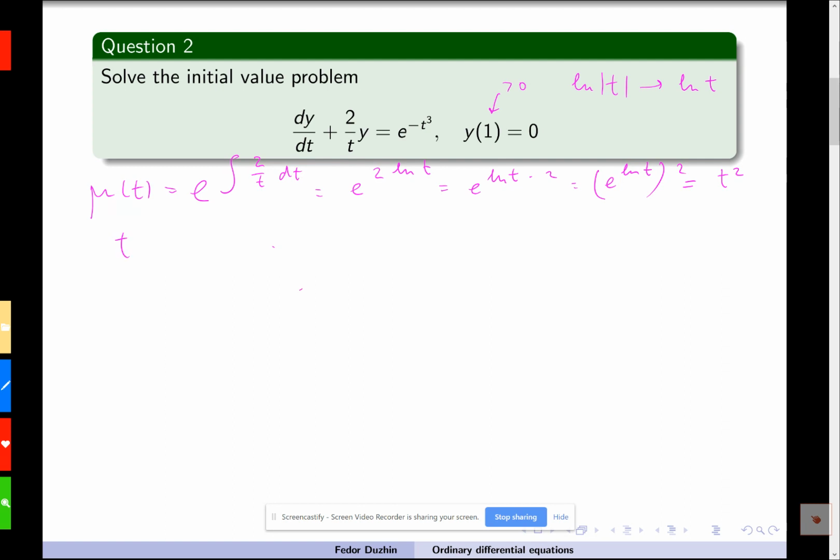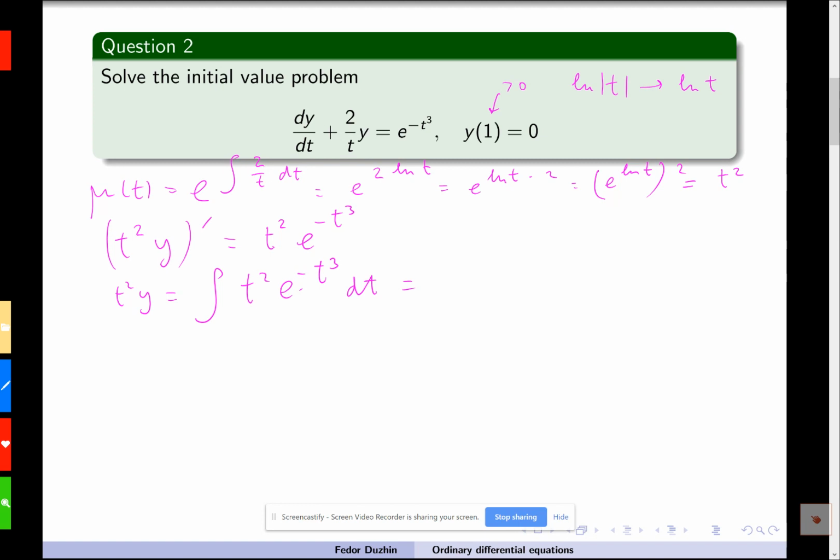So according to the theory, the left-hand side becomes the derivative of the product t squared y. And then now we need to multiply the right-hand side by t squared. So this is t squared e to the minus t cube. Okay, so now we've got to do integration. So t squared y is going to be the antiderivative of t squared e to the minus t cube dt.